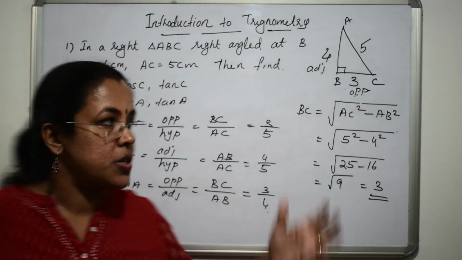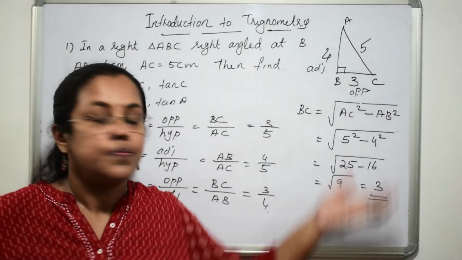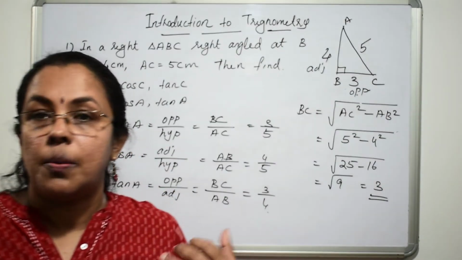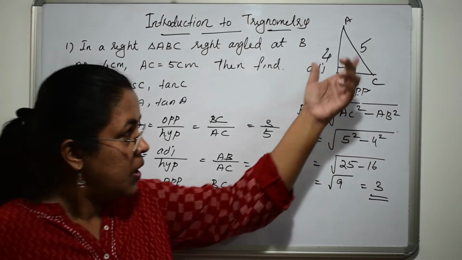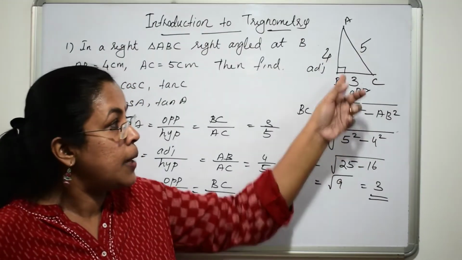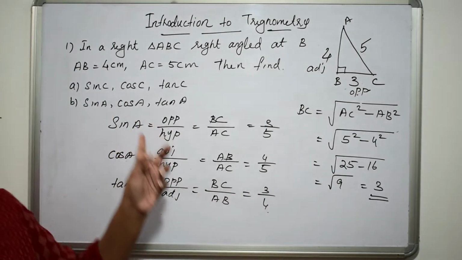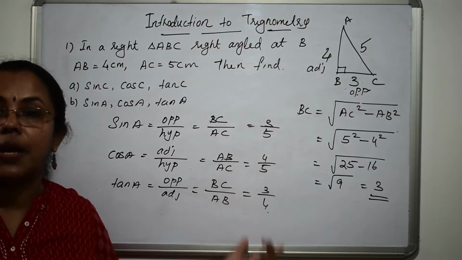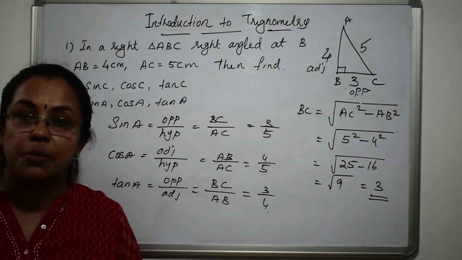Actually, trigonometric ratio is very interesting, very easy also. All of you know Pythagoras Theorem. If two sides are given, we have to calculate the third side first. With the help of the third side and knowledge of trigonometric ratio, we will be able to calculate all the trigonometric ratios.